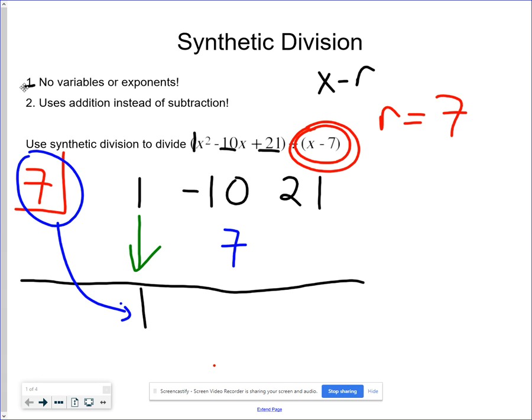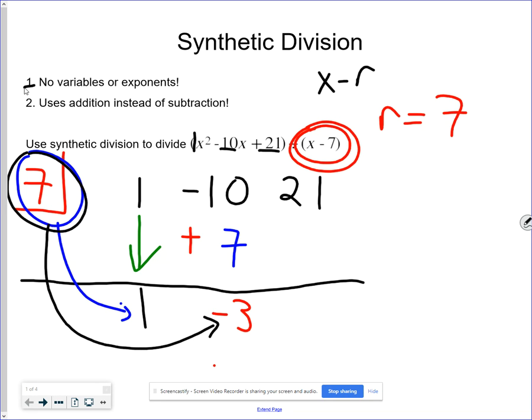Now, what we're going to do is, with normal long division, we would subtract those numbers, but with synthetic division, we're going to add them. So we'll take negative 10 plus 7, and we know that that is negative 3. Now we're going to do the same thing. We're going to take our 7 here, but this time we're going to multiply it by negative 3. So 7 times negative 3, we know, is negative 21, and we're going to add these two numbers to each other. This 21 plus negative 21, which we know, is 0.